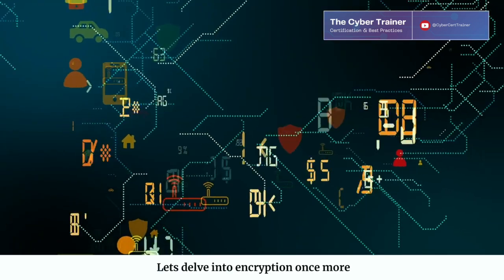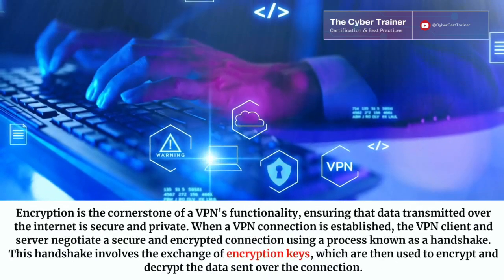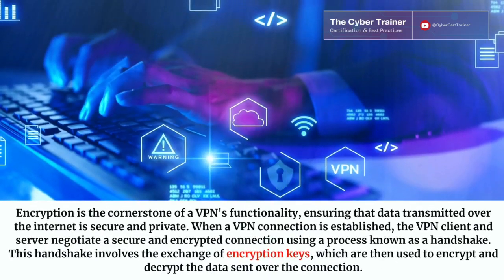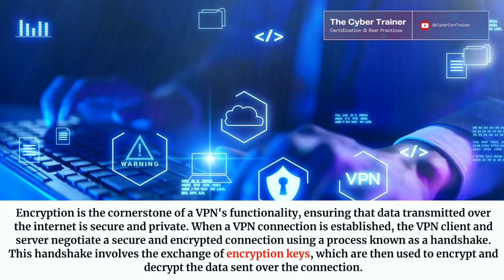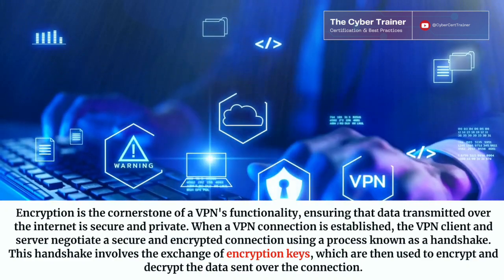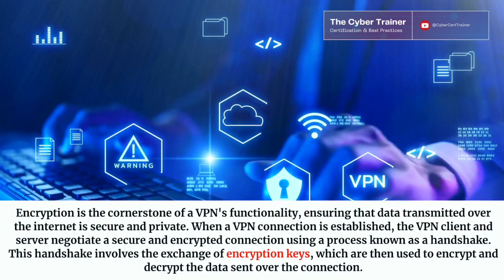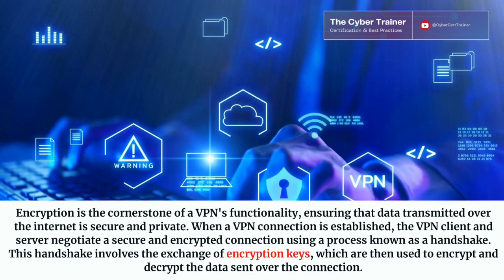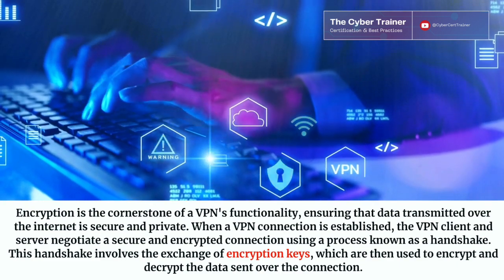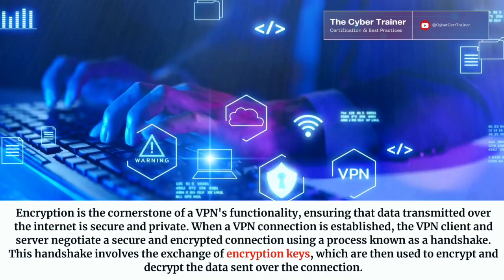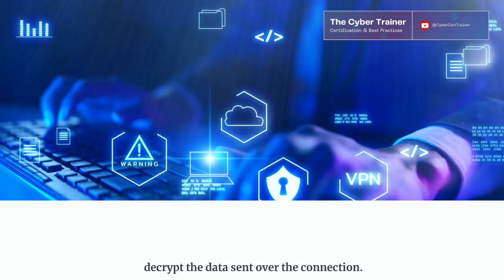Let's delve into encryption once more. Encryption is the cornerstone of a VPN's functionality, ensuring that data transmitted over the internet is secure and private. When a VPN connection is established, the VPN client and server negotiate a secure and encrypted connection using a process known as a handshake. This handshake involves the exchange of encryption keys, which are then used to encrypt and decrypt the data sent over the connection.